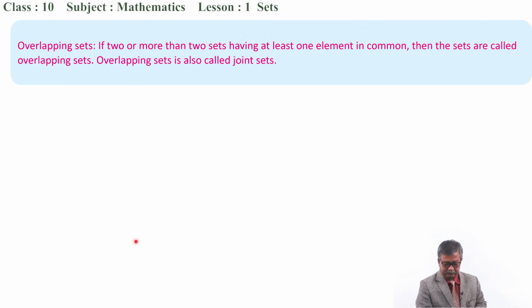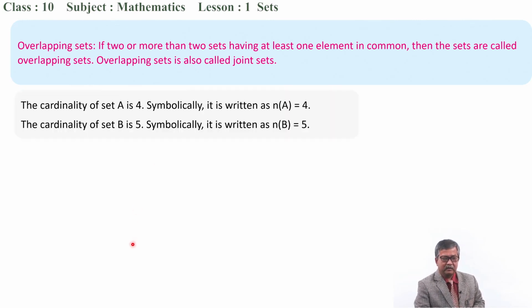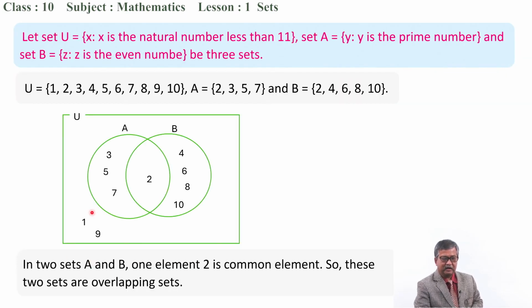Okay. Now cardinality of set A is 4. Why 4? Look, in set A how many elements are here? 3, 5, 7, 2, 4 elements. So cardinality of set A is 4. But how many elements in set B? 2, 4, 6, 8, 10. 5 elements. So cardinality of set B is 5. But 1 and 9 are out of the circle. So how many elements in set U? 10 elements. So cardinality of U is equal to 10.